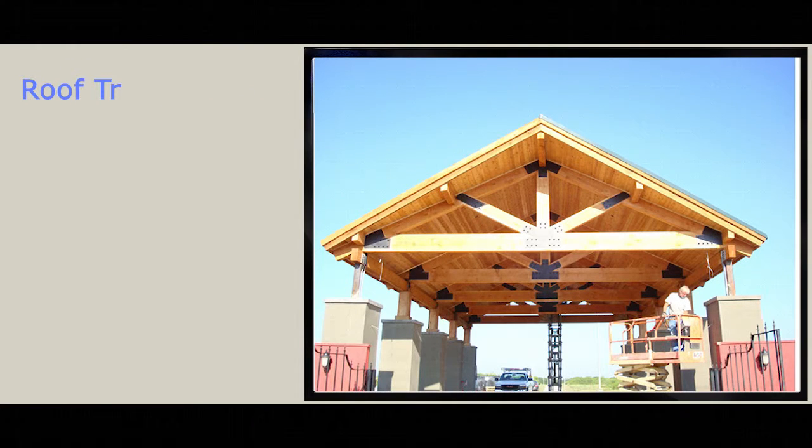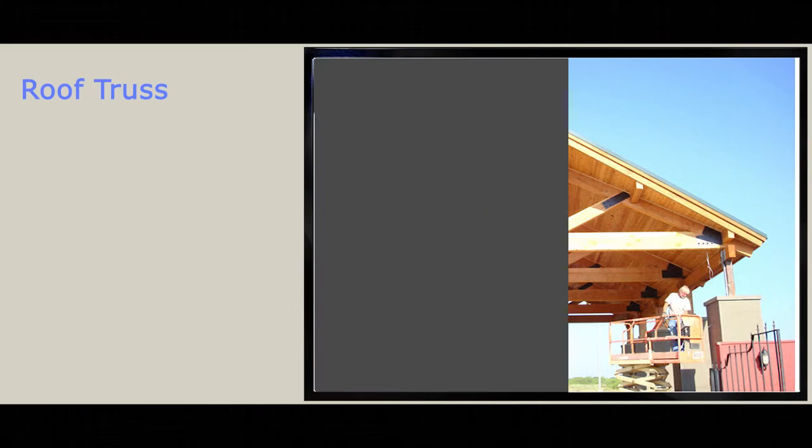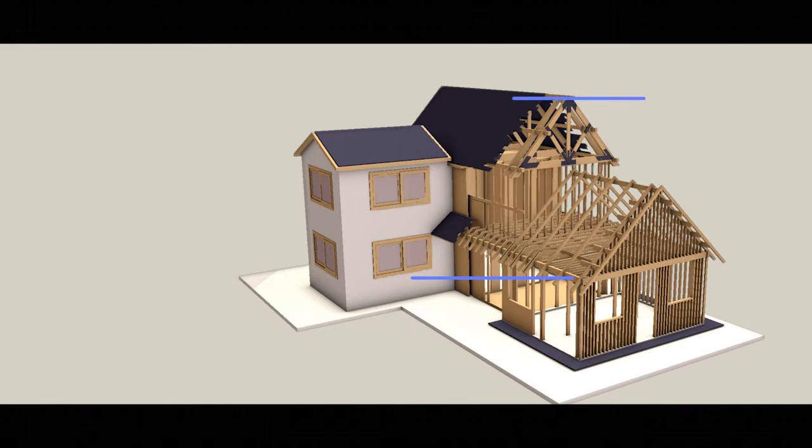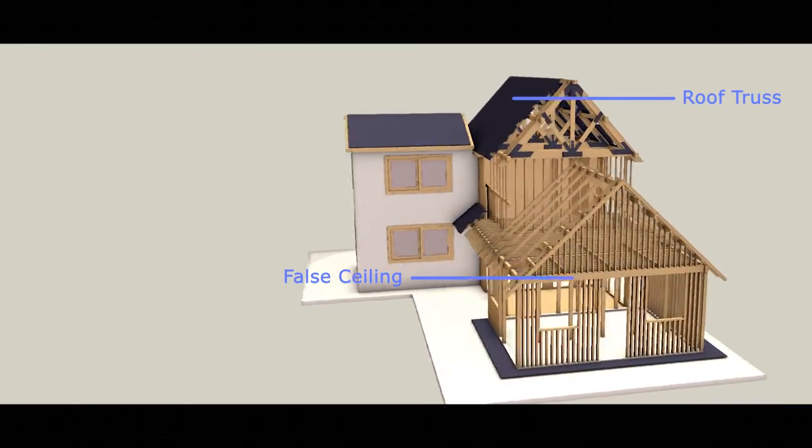I'll give the example of a roof truss where the bottom member will be carrying at different locations, by small wires, the false ceiling of the building. This is false ceiling. This is roof truss. This entire thing is the building.